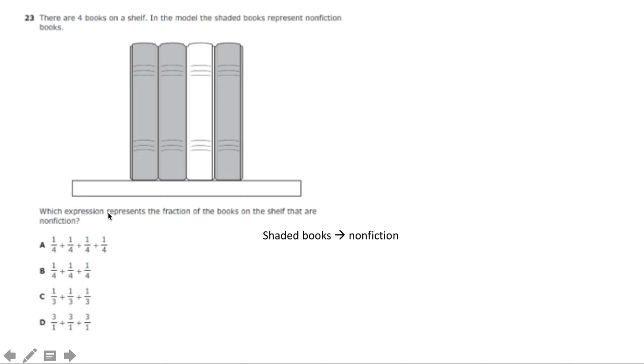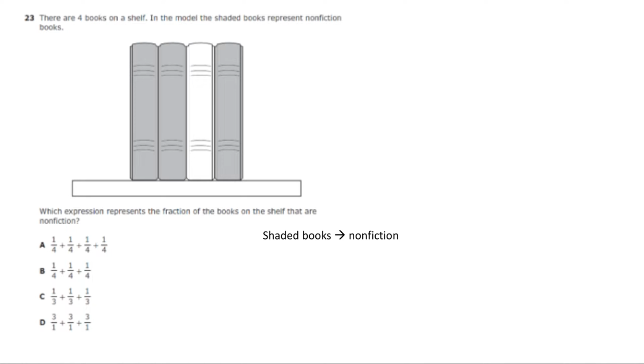Okay, now I'm going to go ahead and read my question. Which expression represents the fraction of the books on the shelf that are nonfiction? Well, I already know that the nonfiction books are the shaded books. So I know I have 3 nonfiction books because those are the books that are shaded.